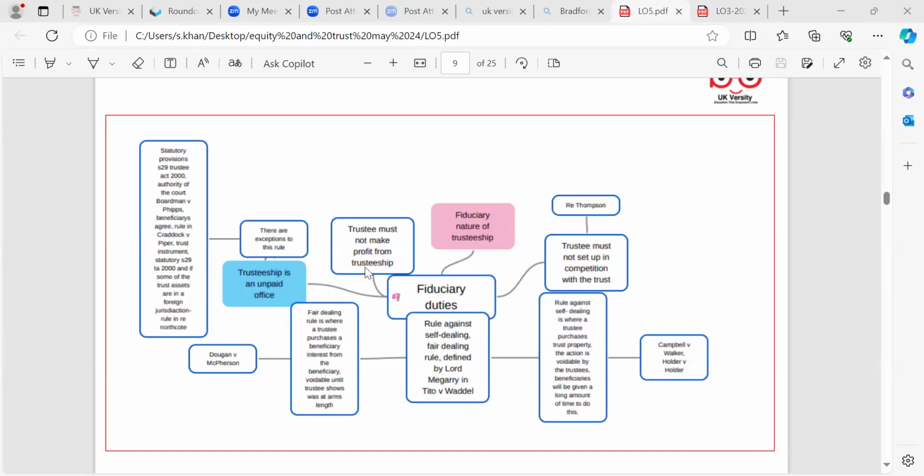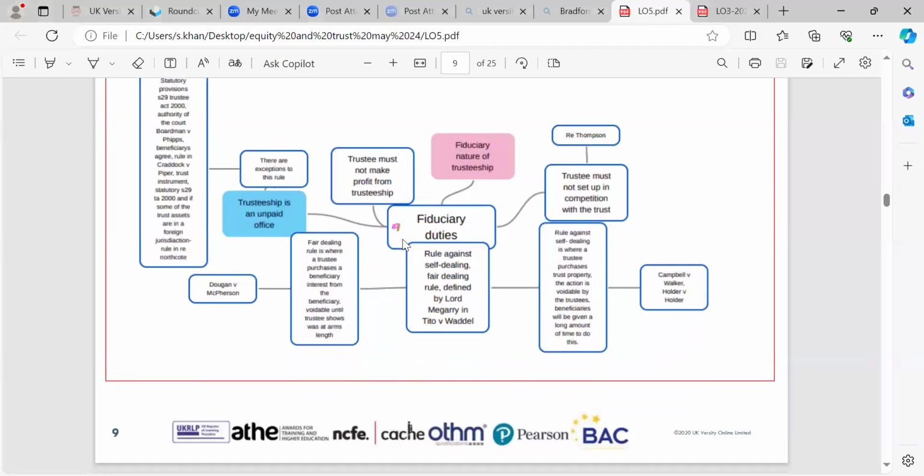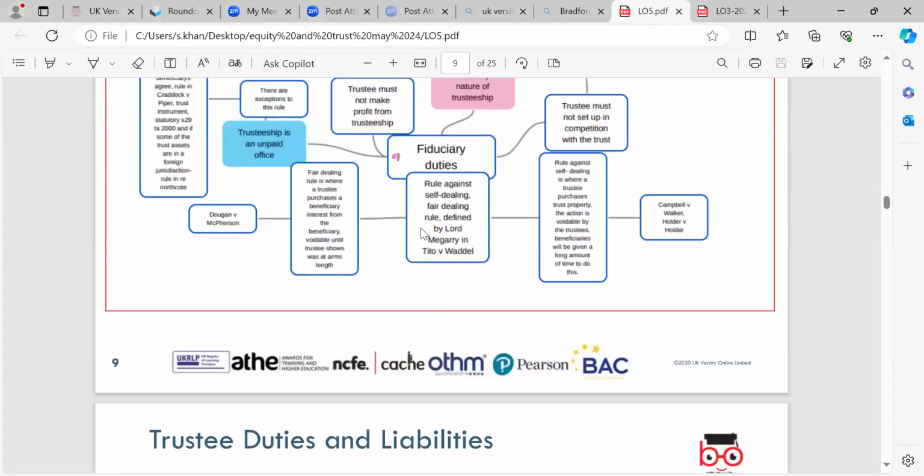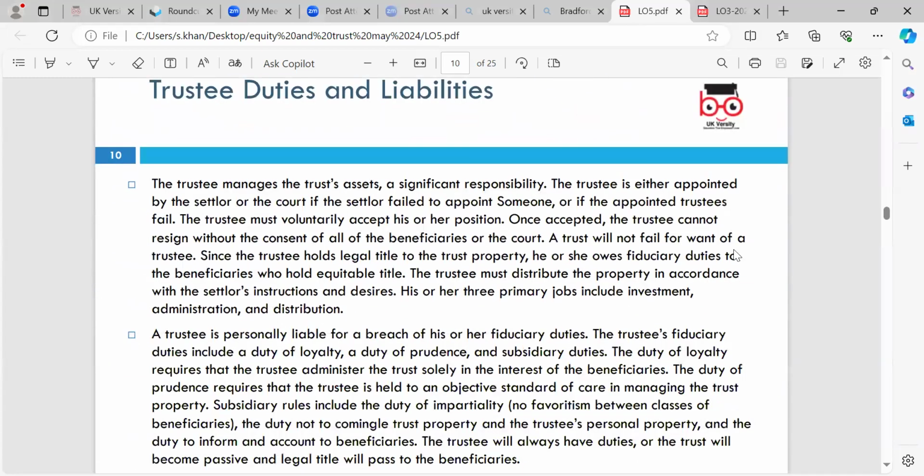So these are some of the cases and these are some of the duties of the trustees in regard to their fiduciary duties. Trustees' duties and liabilities.